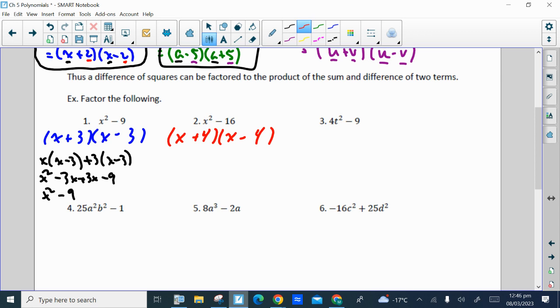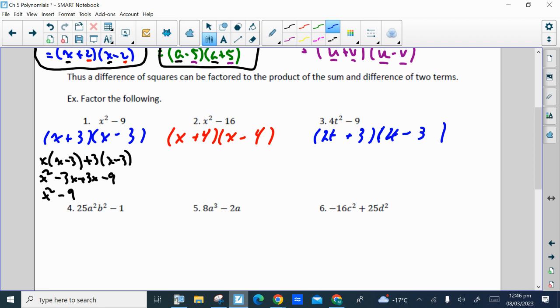Okay, number 3. This is a difference of squares. It's a binomial, both terms are perfect squares, and there is a minus sign in between. So that means the factors will be binomial factors. The square root of 4t squared is 2t. You take the square root of both the 4 and the t squared. The square root of 9 is 3. One's a plus, one's a minus. There's your factors.